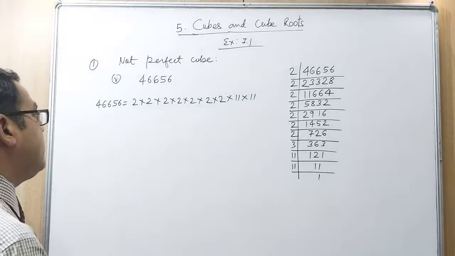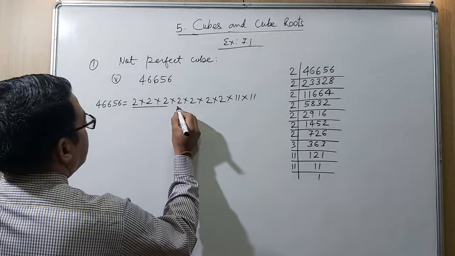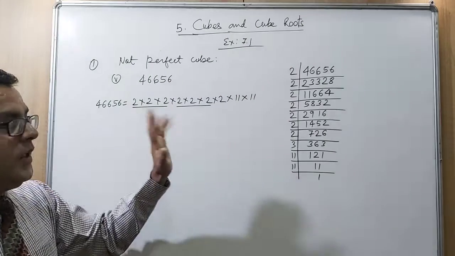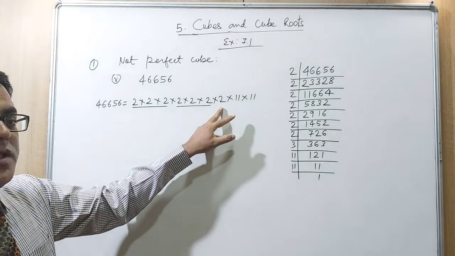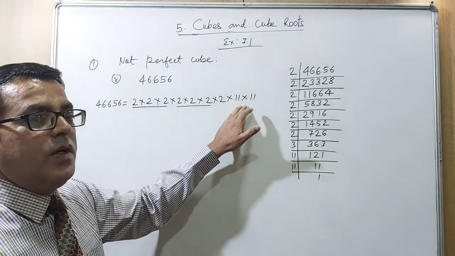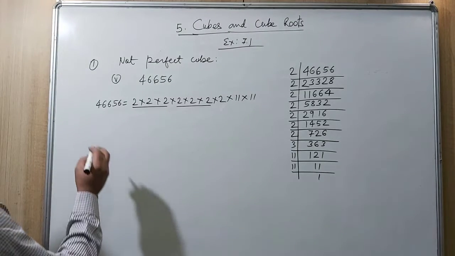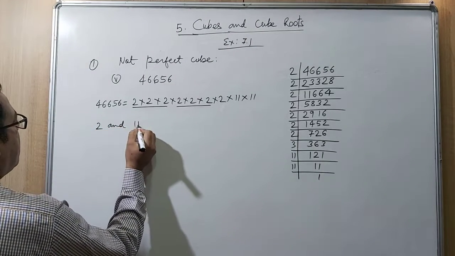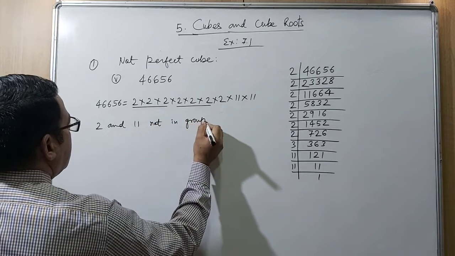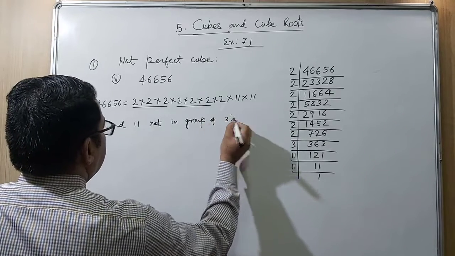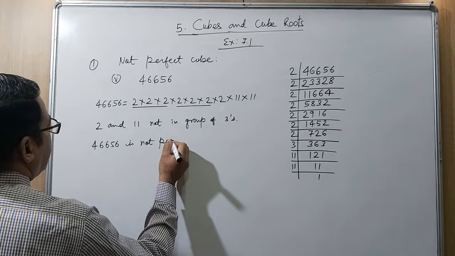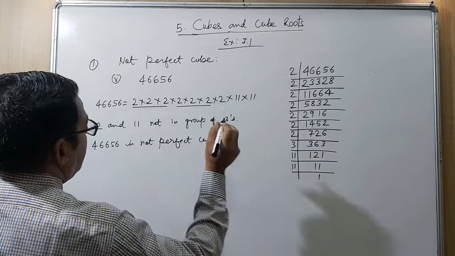Now let's make triplets. You can see here we are able to make 2 triplets of 2 and 2 only. This 2 we are unable to make a triplet for, and 11 also, 1 more 11 is missing here. So we can't write it in the form of triplets. So it means 2 and 11 are not in groups of 3s. So 46656 is not a perfect cube. Hope you understand.